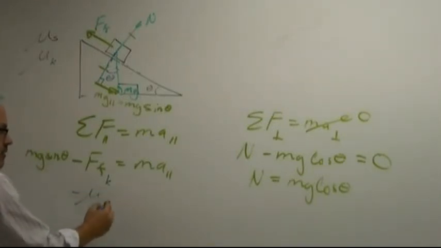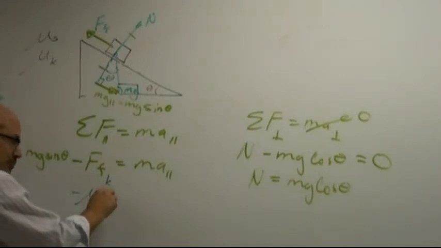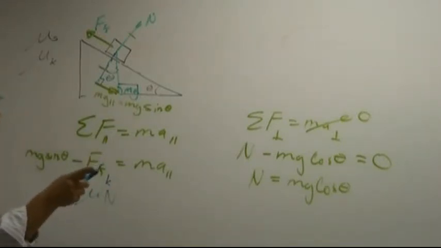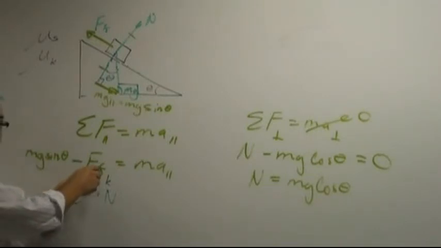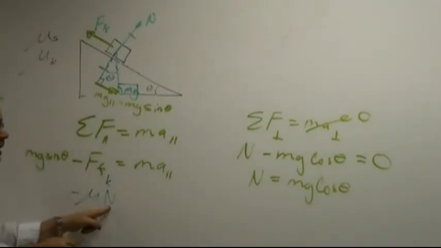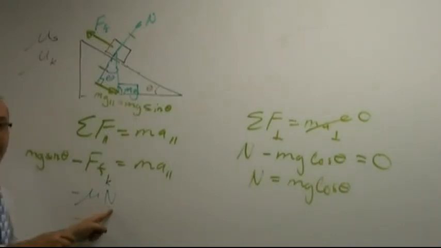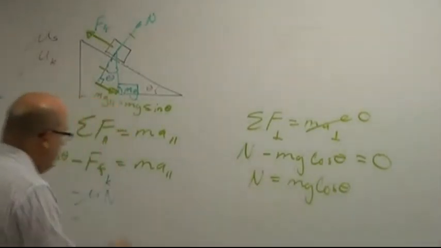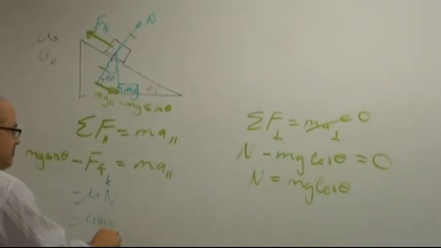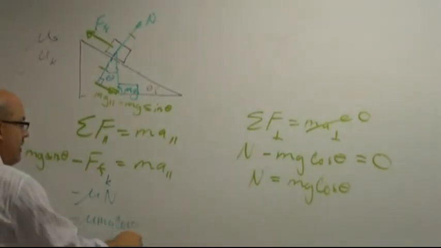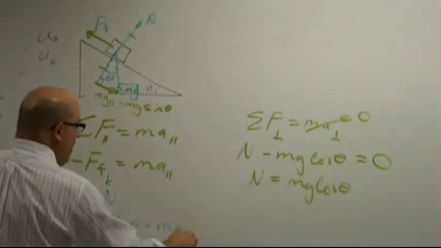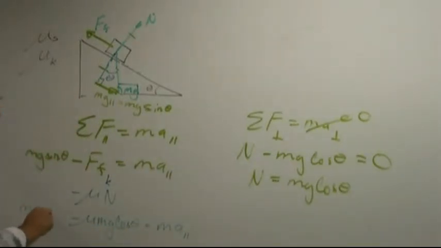Oh, well, that thingy, mg cosine. Mu normal, right? Yeah, because force of friction equals mu normal if it's kinetic. And then we can plug in for normal, not mg, but that, right? Yeah. So we get mu mg cosine theta equals ma parallel equals mg sine theta. Okay, so now tell me this one.